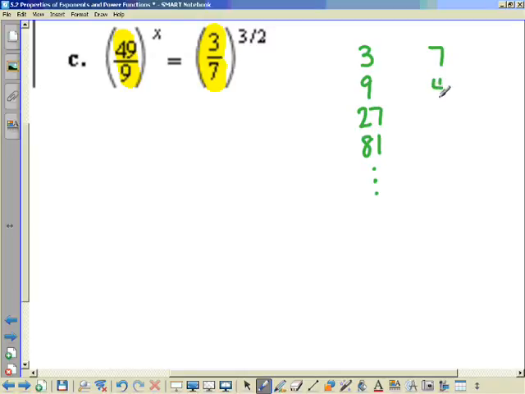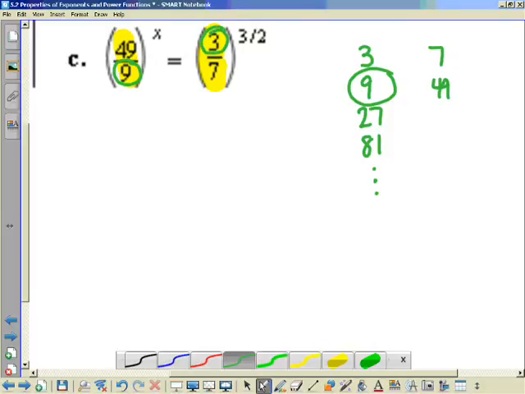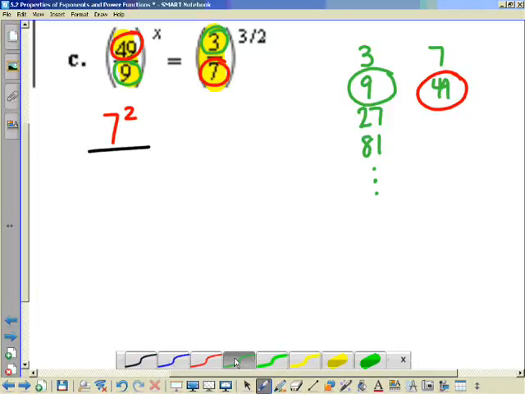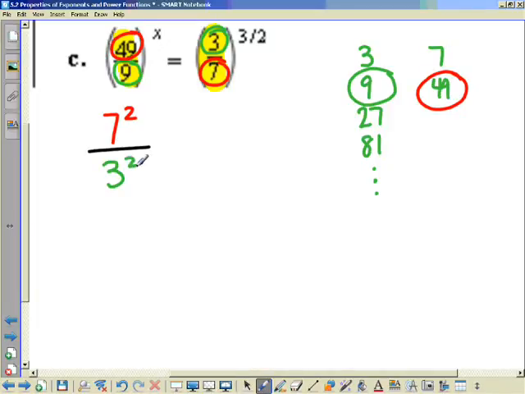7, then 7 squared is 49. Aha, I think we're already there. We don't even need to go to the next level because 9 is right here, and that's part of the 3 family. And 49 is right here, and 49 is part of the 7 family. So the 49 I'm going to rewrite as a power of 7, 7 squared. The 9 I'm going to rewrite as a power of 3, 3 squared.